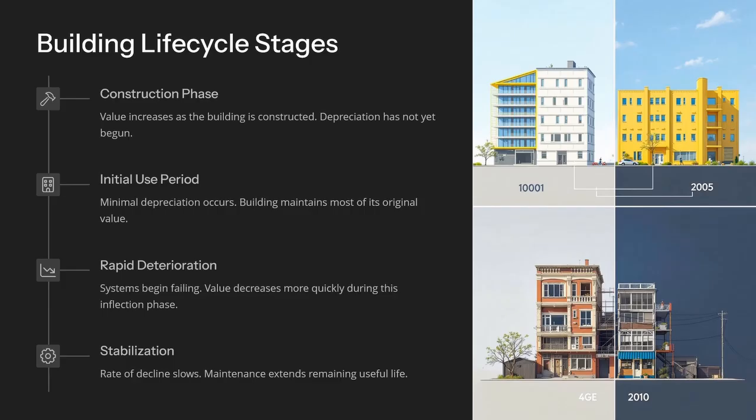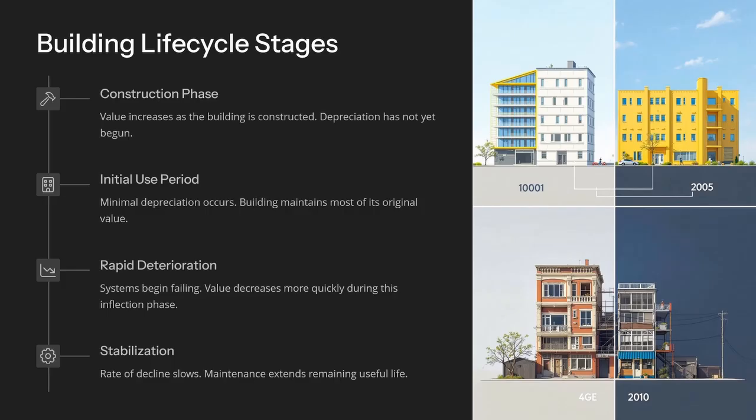So, building life stages. First is the construction phase. During the construction phase, value increases as the building is constructed, so depreciation has not yet begun. The second stage is the initial use phase. Minimal depreciation occurs; the building maintains most of its original value and then starts rapid deterioration. The value begins falling, decreasing more quickly during this inflection period.